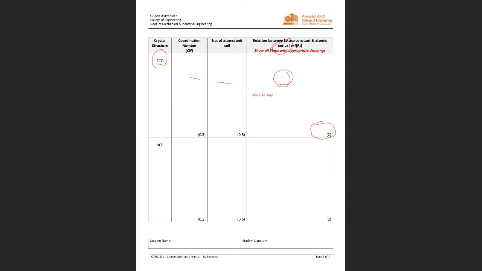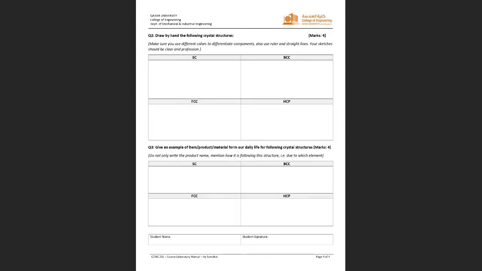And here you have the last one, which is hexagonal close-packing. Write your student name here and the signature here. The last page, page number 4, what you have to do is draw the crystal structure here. Very important. This is not the unit cell. This is the crystal structure. So you will draw the whole crystal structure here for all of them.